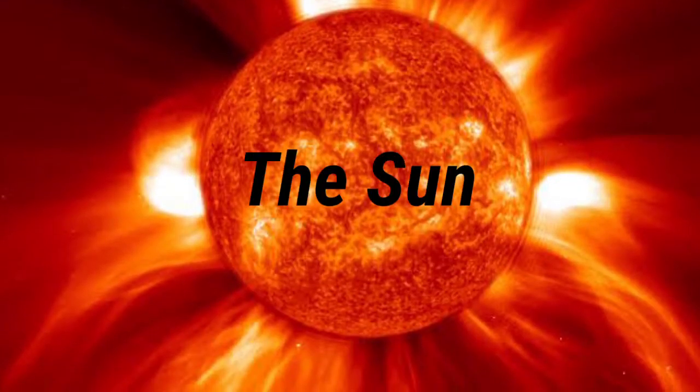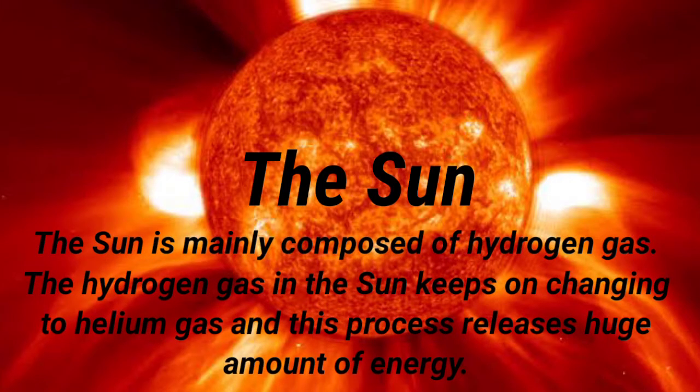So first we discuss the sun. The sun is the center of the solar system. It is a huge store of heat and light. The sun is mainly composed of hydrogen gas, and the hydrogen gas in the sun keeps on changing to helium gas. This process releases a huge amount of energy. This huge amount of energy is liberated in the form of heat and light. This heat and light are the main source of energy for the entire solar system, including the Earth.